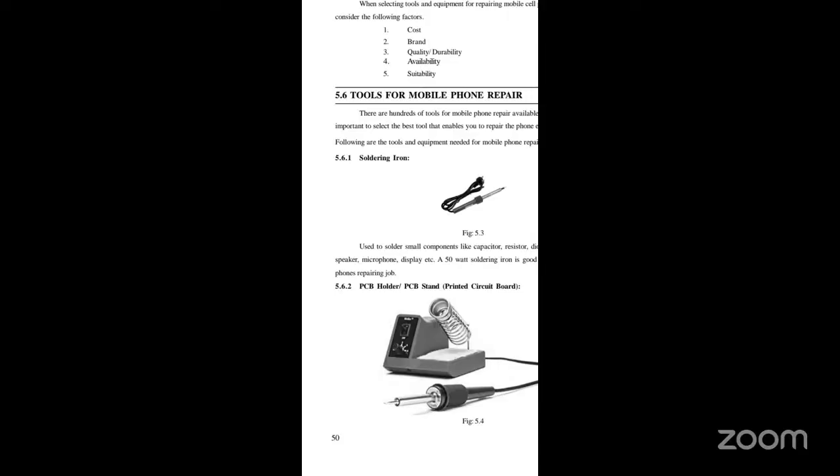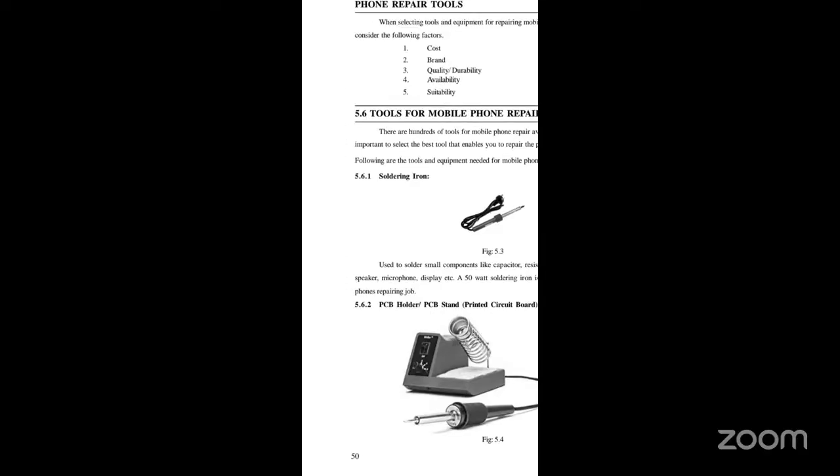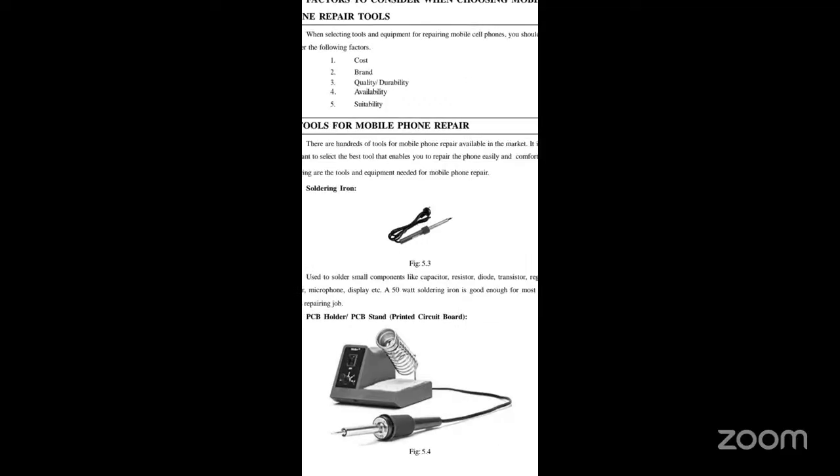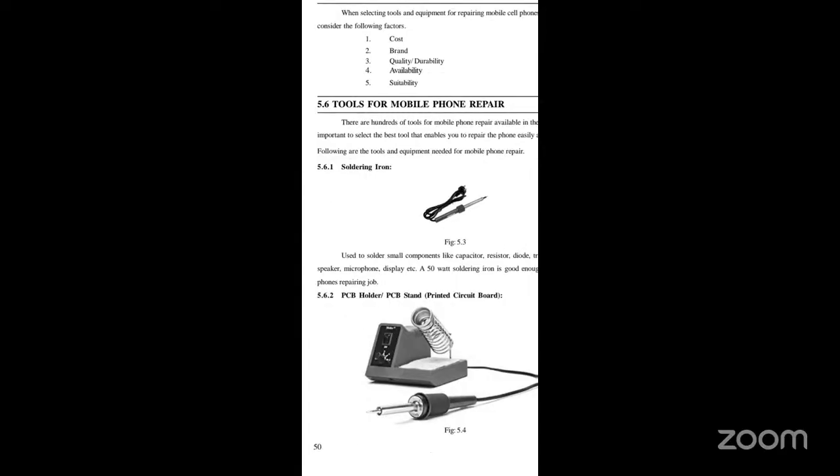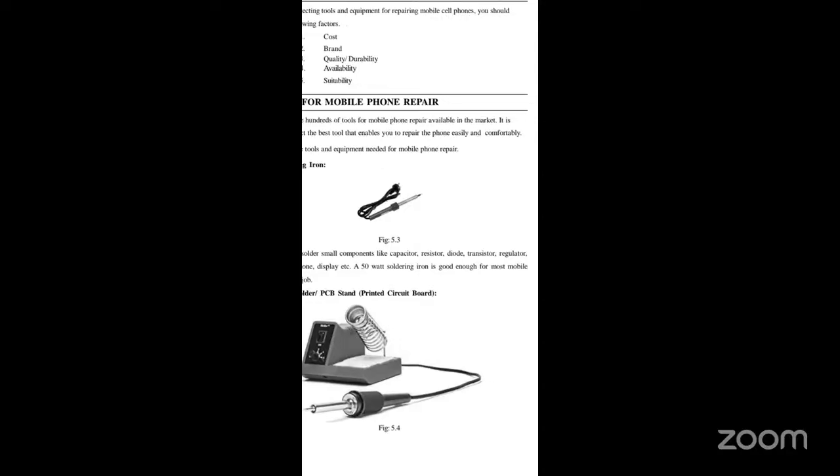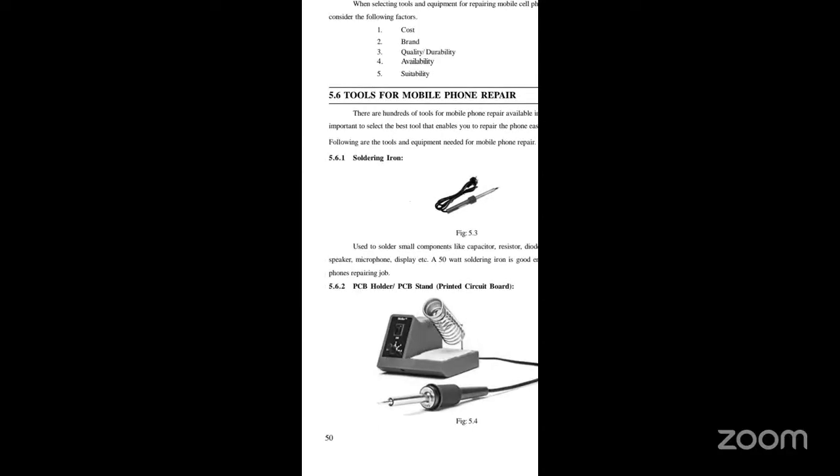PCB holder, PCB stand, printed circuit board. The soldering iron is used to solder small components like capacitor, resistor, diode, transistor, regulator, speaker, microphone, display, etc. A 50-watt soldering iron is good enough for most mobile phone repairing jobs. Next, PCB holder or PCB stand, printed circuit board.